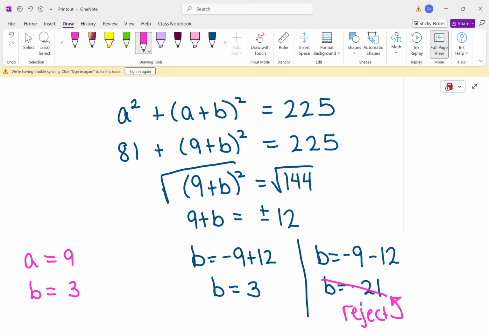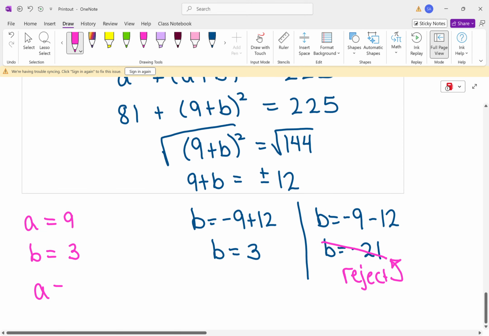So we get A equals 9, and B is equal to 3. So one leg, sorry, the A leg is 9. What about the A plus B? That's going to be 12. We're done. We finished.